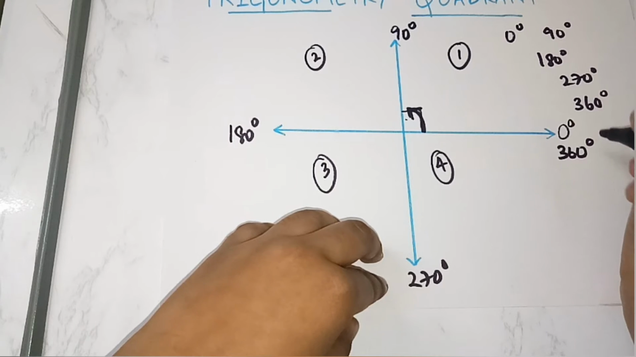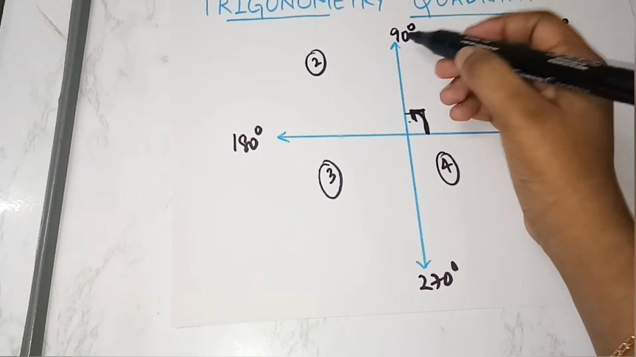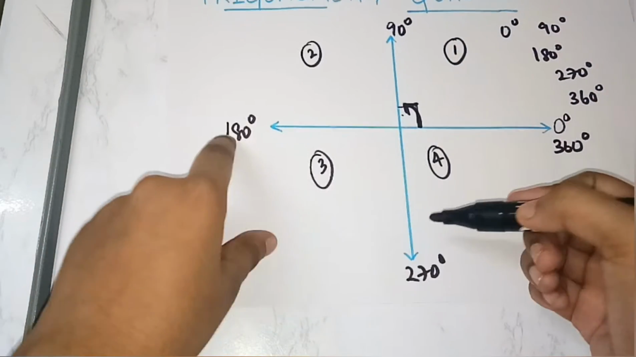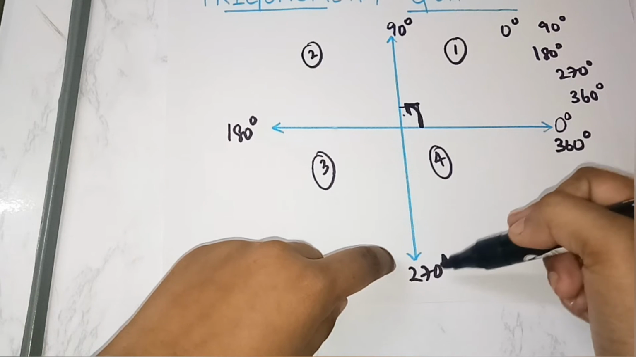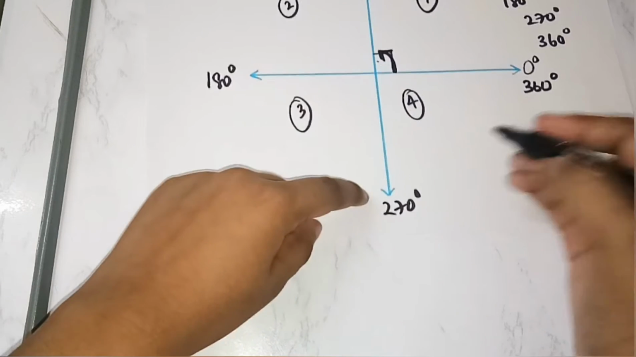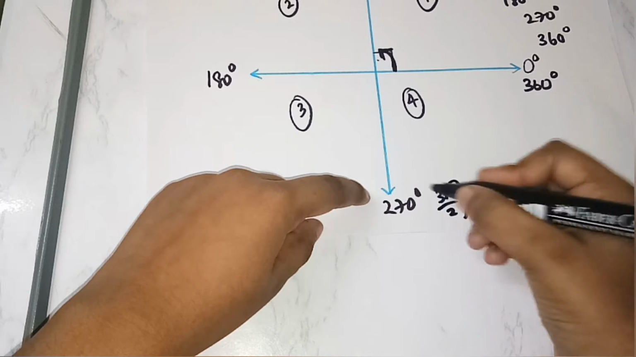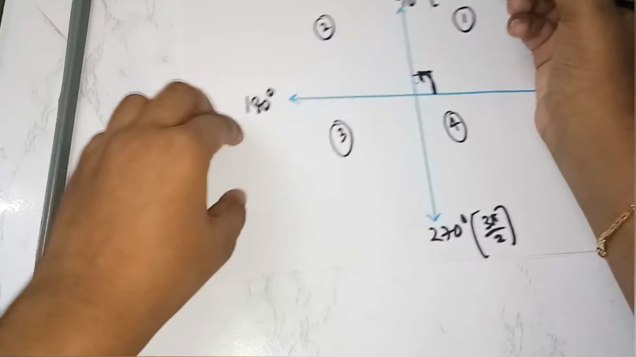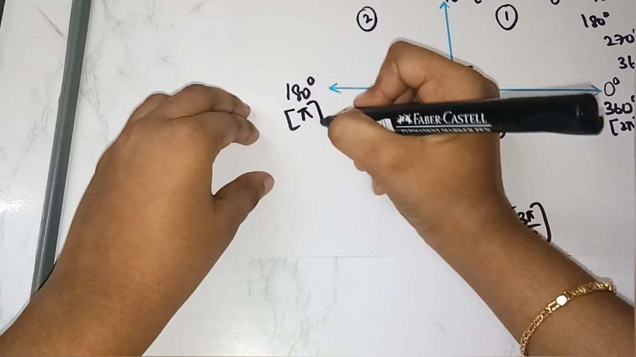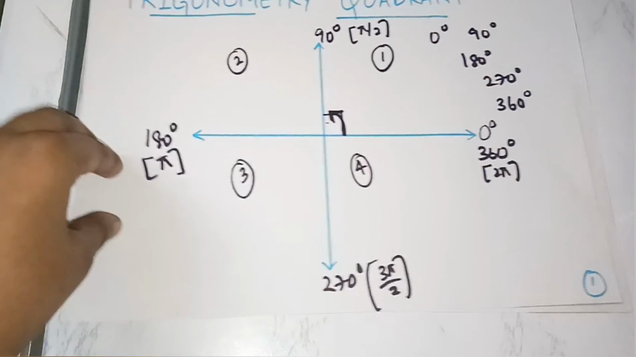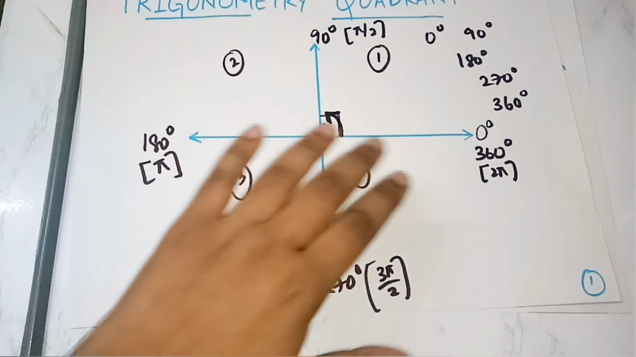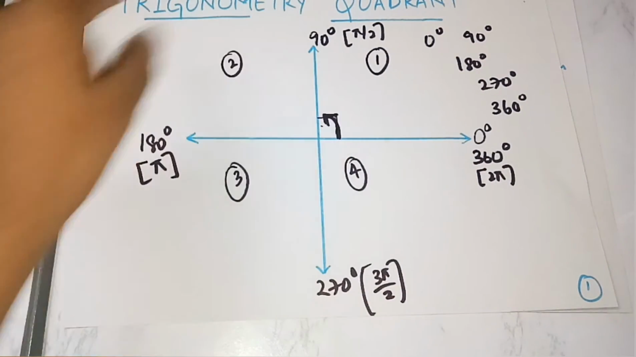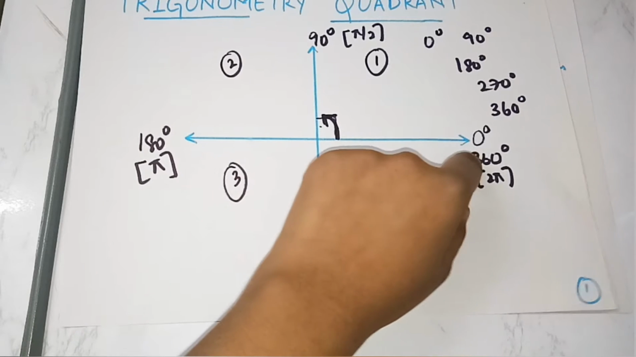In terms of radians, this is going to be from 0 radian to pi by 2 radian, from pi by 2 radian to pi radians, from pi radian to 3 pi by 2 radian, and from 3 pi by 2 radian to 2 pi radian. So this is going to be the general representation of the coordinate system. Again repeating, 0 degree, 90 degree, 180 degree, 270 degree and 360 degree.